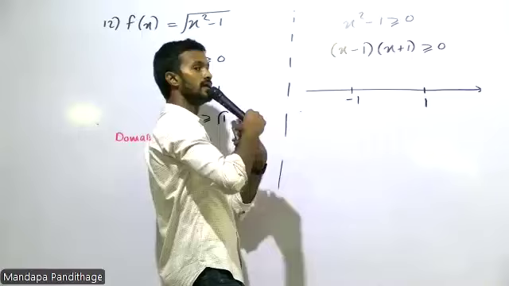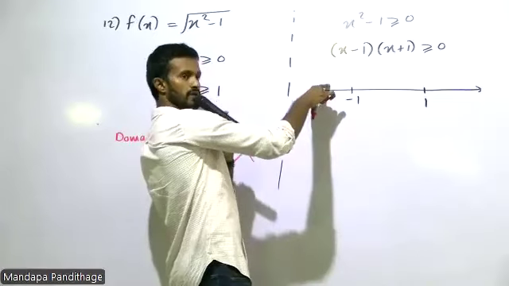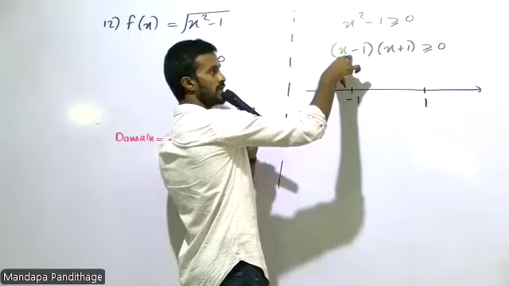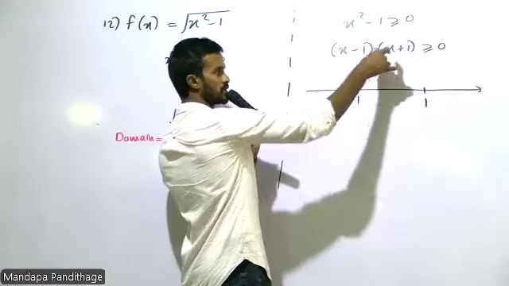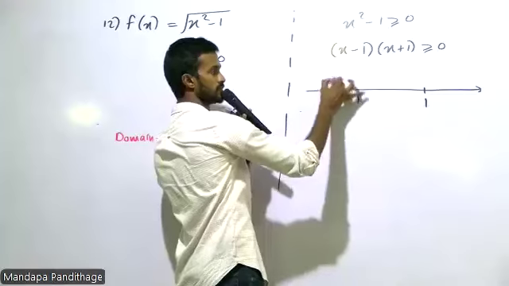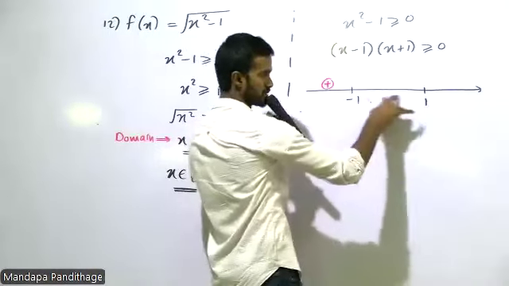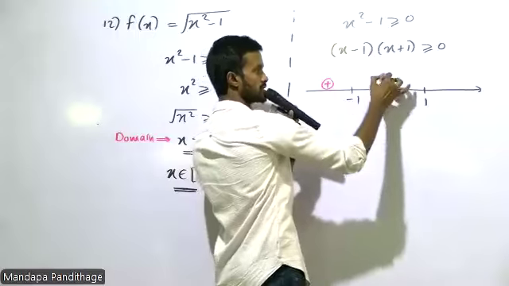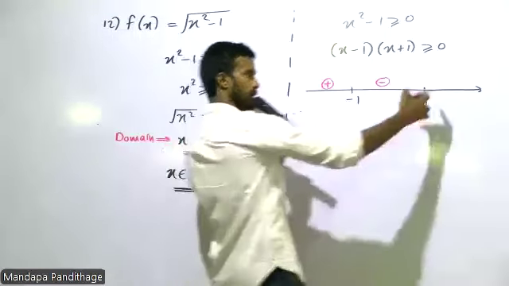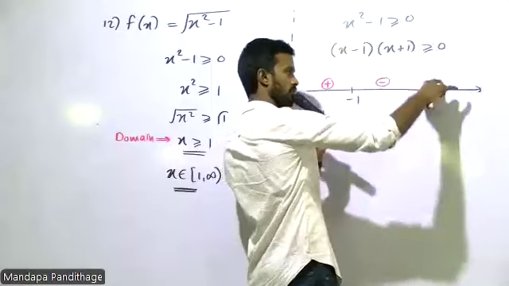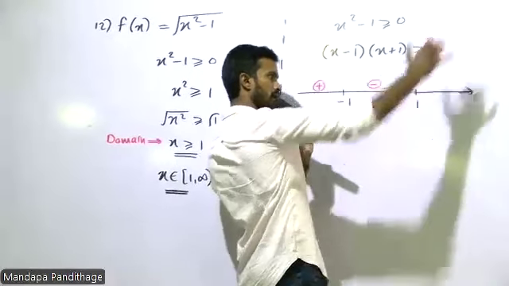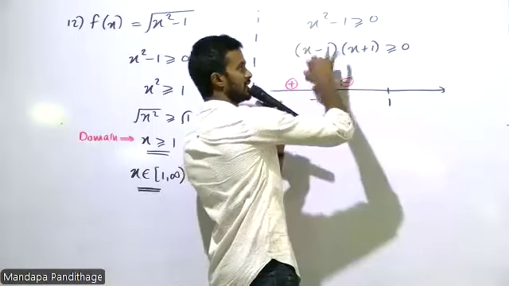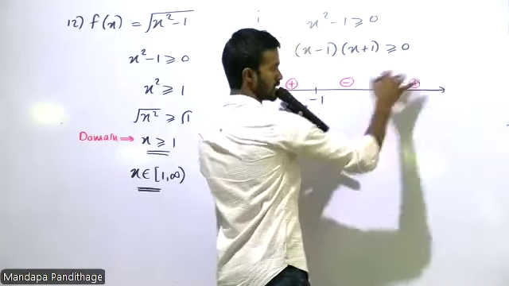Then we have 3 ranges. Think of any number in each range. Take minus 2: minus 2 minus 1 is minus, minus 2 plus 1 is minus, so minus times minus gives a plus. If you think of a number between minus 1 and 1, say 0, 0 minus 1 is minus and 0 plus 1 is plus, so minus times plus is minus. Think of a number greater than 1. I'll be explaining the next question too, so a newcomer who couldn't understand from this one can understand easily from the next one. If I go with 3, 3 minus 1 is plus, and 3 plus 1 is plus, so this is plus.